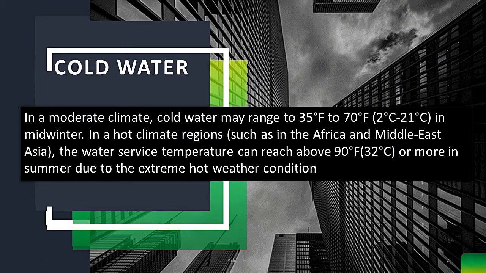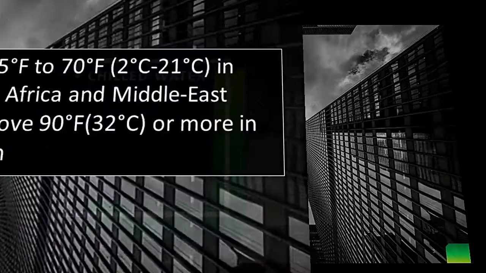So for the first one, cold water. In a moderate climate, cold water may range from 35 degrees Fahrenheit to 70 degrees Fahrenheit, or 2 degrees Celsius to 21 degrees Celsius in midwinter. In a hot climate region, such as in Africa and the Middle East, the water surface temperature can reach above 90 degrees Fahrenheit or 33 degrees Celsius or more in summer due to the extreme hot weather conditions.